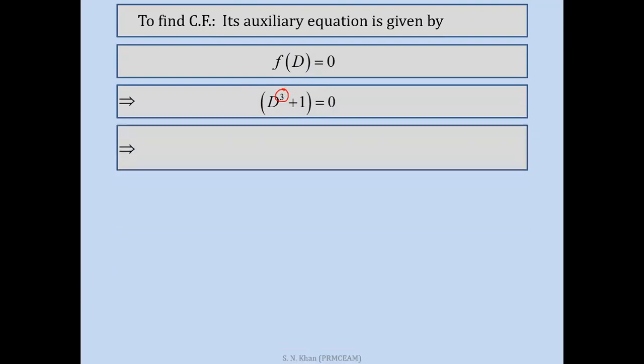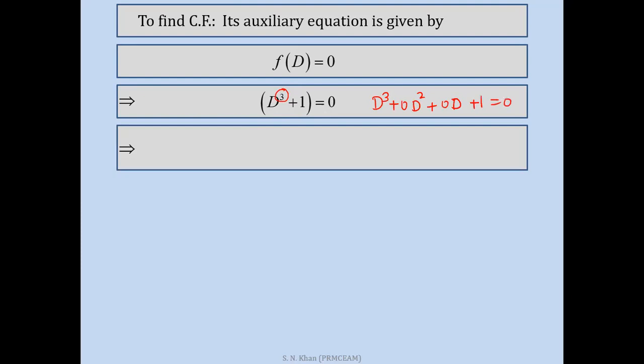As we are having a cubic equation in terms of D, there will be three roots of this cubic equation. Cubic equation solve kar rahe hain, it means that compulsorily there will be three roots. Teen values aana chahiye. So first convert this equation in terms of standard format. We can write it as D cube plus 0D square plus 0D plus 1 equal to 0. It is the standard format for a cubic equation.